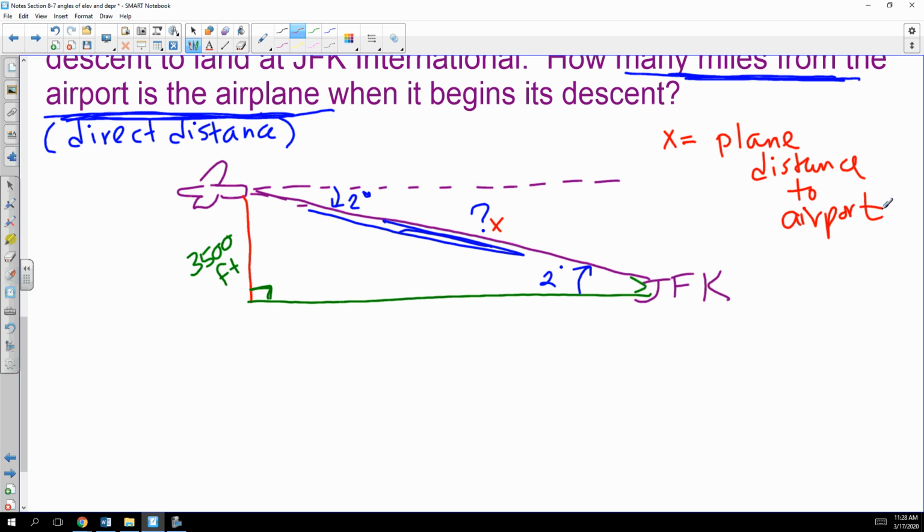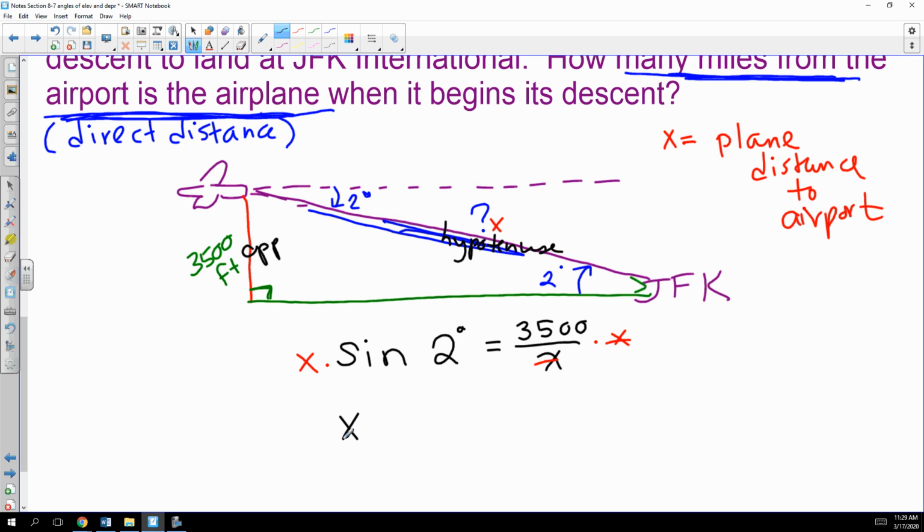Okay, and then when you ask yourself where are the sides in relation to the angle, remember that this is the hypotenuse, where the x is, and 3,500 is opposite the 2 degrees. Which trig function uses opposite and hypotenuse? That's sine. So sine of 2 degrees is equal to 3,500 over x. Don't forget to multiply both sides by x to start, to get it out of the denominator.